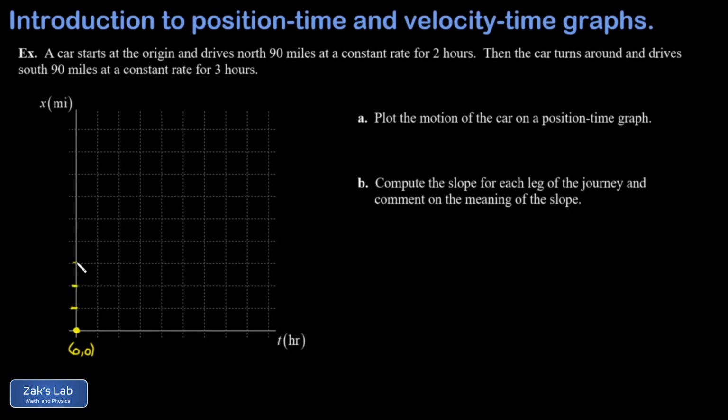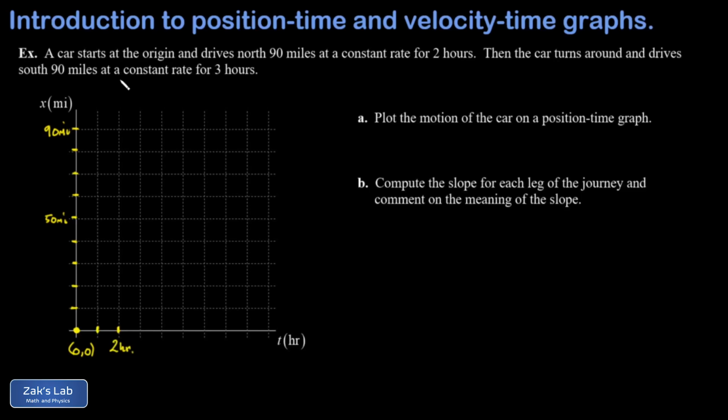And the scale on this graph is 10 miles for every grid space in the vertical direction. So just as an intermediate point, 50 miles is right there, 5 grid spaces up. And 90 miles is 9 grid spaces up on the vertical axis. And our grid spacing is 1 hour per space on the horizontal axis. And so a time of 2 hours is 2 grid spaces to the right of the origin.